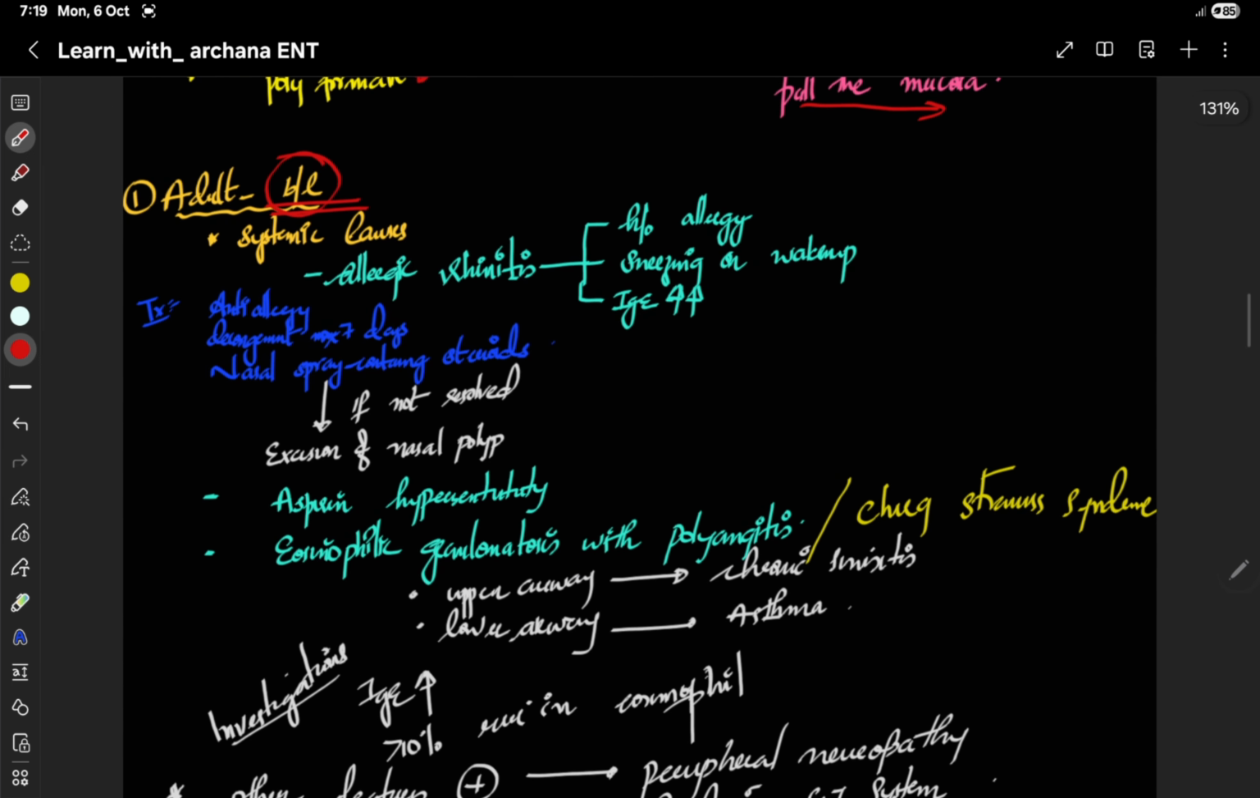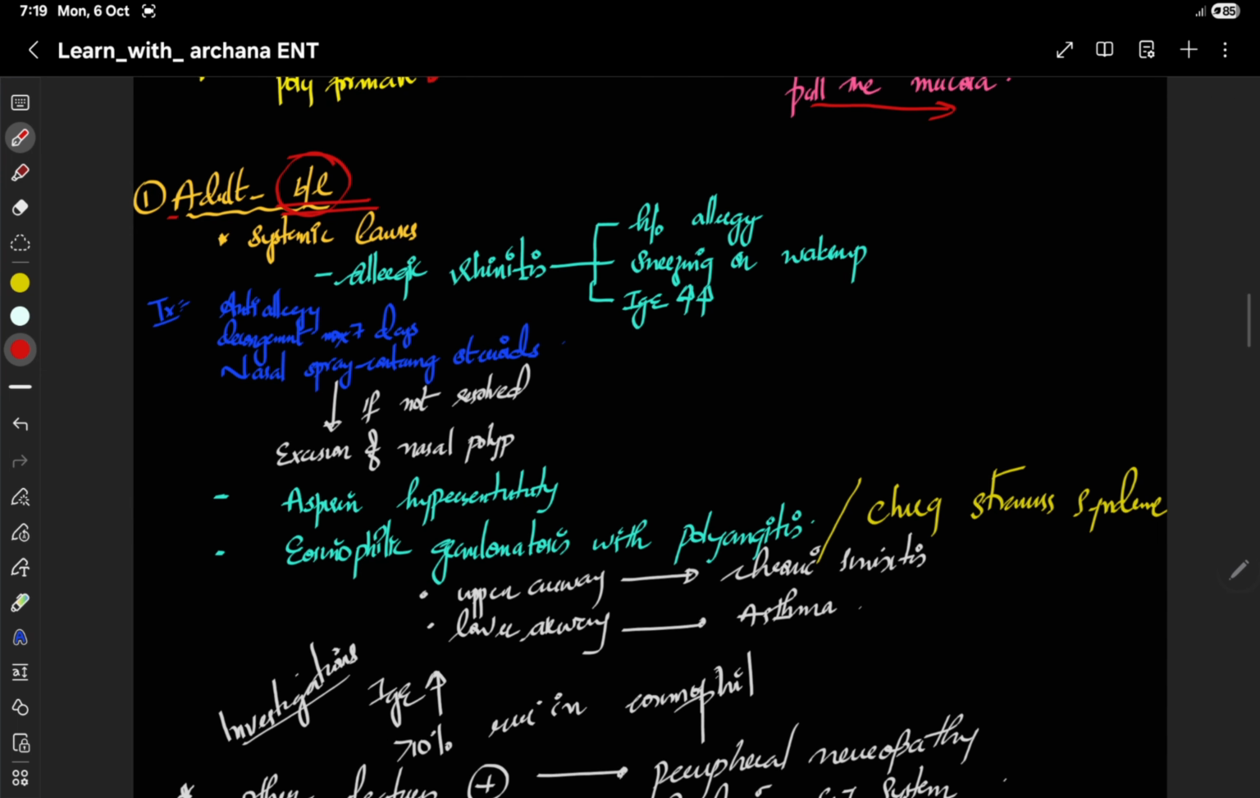Okay, let's discuss one by one. First one is in cases of adult bilateral polyp. Okay, the first and most important cause is allergic rhinitis. Okay, how do we know whether it is because of allergic rhinitis? Allergic means there will be a history of allergy, right? In case of allergy, which is the component causing allergy? IgE, right? Type 1 hypersensitivity. So there will be increased IgE amount.